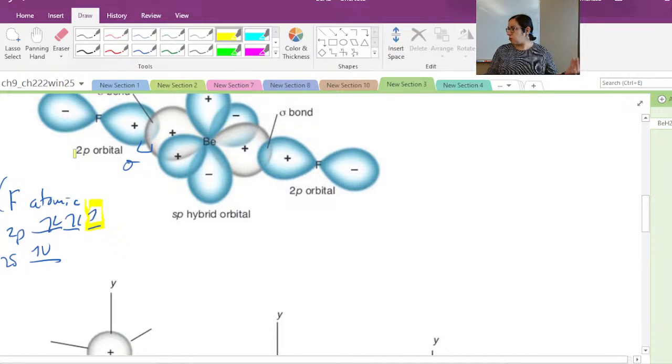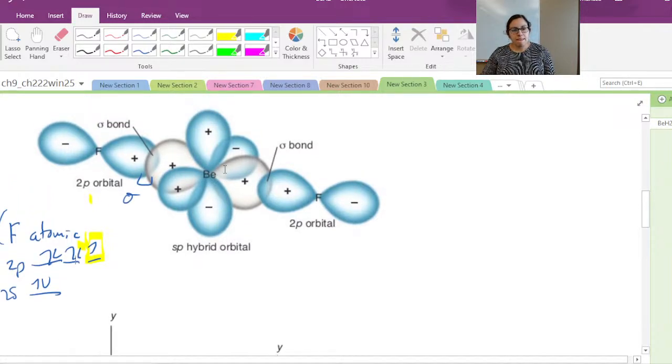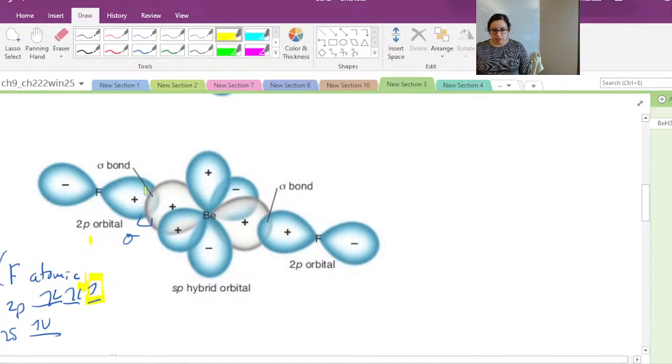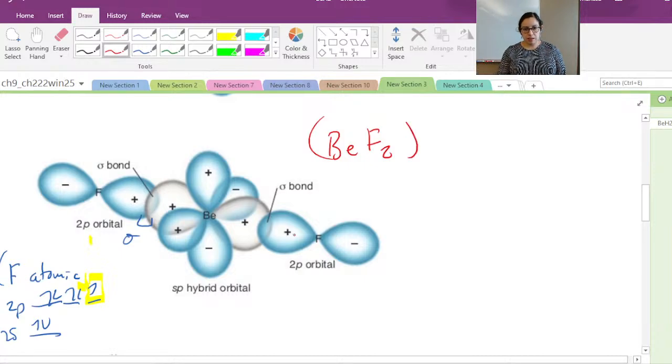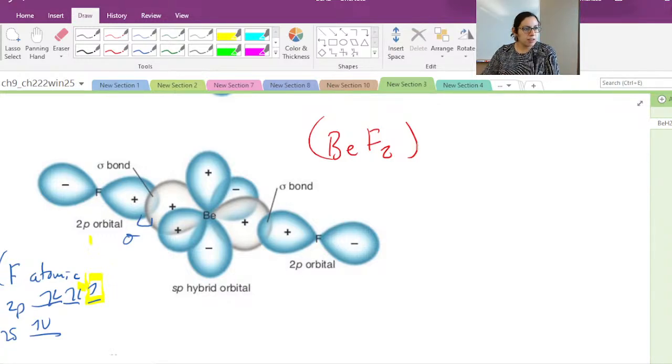So they just labeled it 2p. I'd call it 2pz, but it's showing us that's the one that's available for bonding. It just has one electron, so it can make that sigma bond with beryllium. So this is just BeF2 for clarification. But it's okay to simplify our fluorines, or any halogen, as a point charge as well.